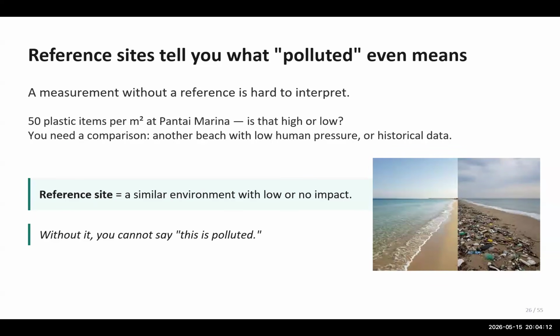That means having a reference site. A reference site is a similar environment, maybe another beach, with low or no human impact. Without a reference site, you cannot say this place is very polluted or not polluted. This is basically a comparison that will give us the information as a reference.